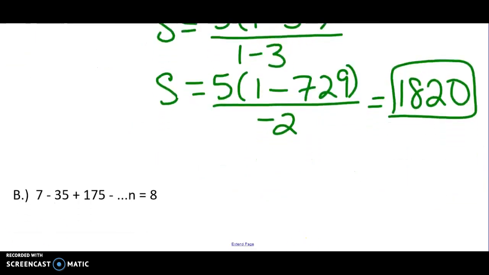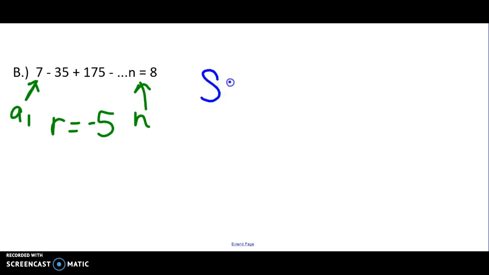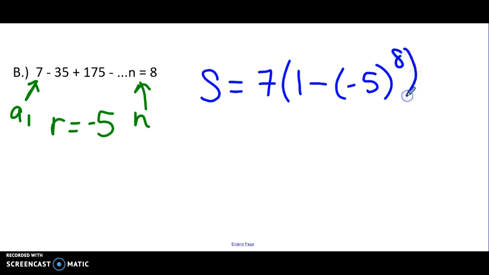In part B, we're doing the same thing. We have an A1 here, we have an N there, and it looks like our ratio is actually a negative this time, and that can create some issues. So be careful when you find the sum. So the sum is still equal to the first term, which is 7, times 1 minus the ratio, which is -5, and that gets raised to the nth power, which is 8, over 1 minus -5.